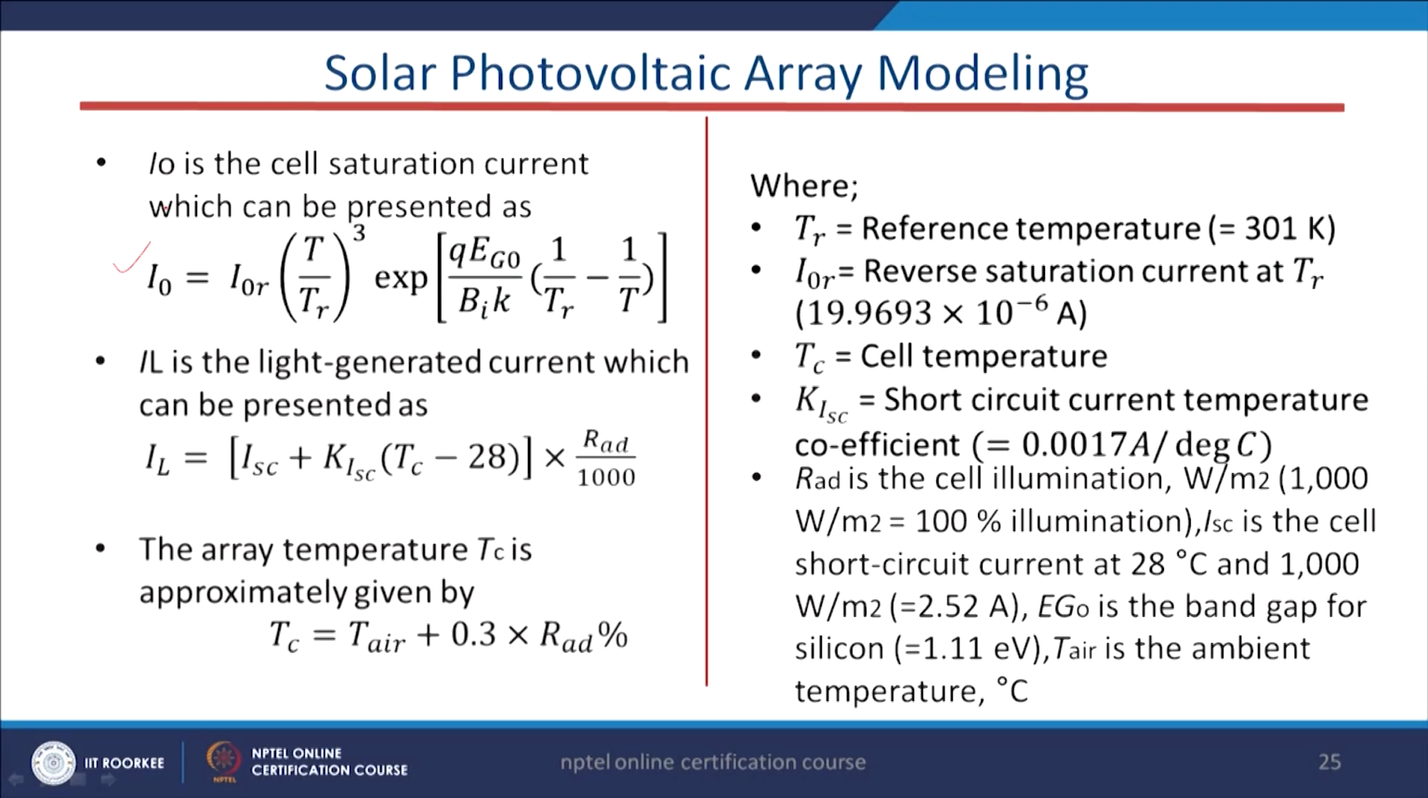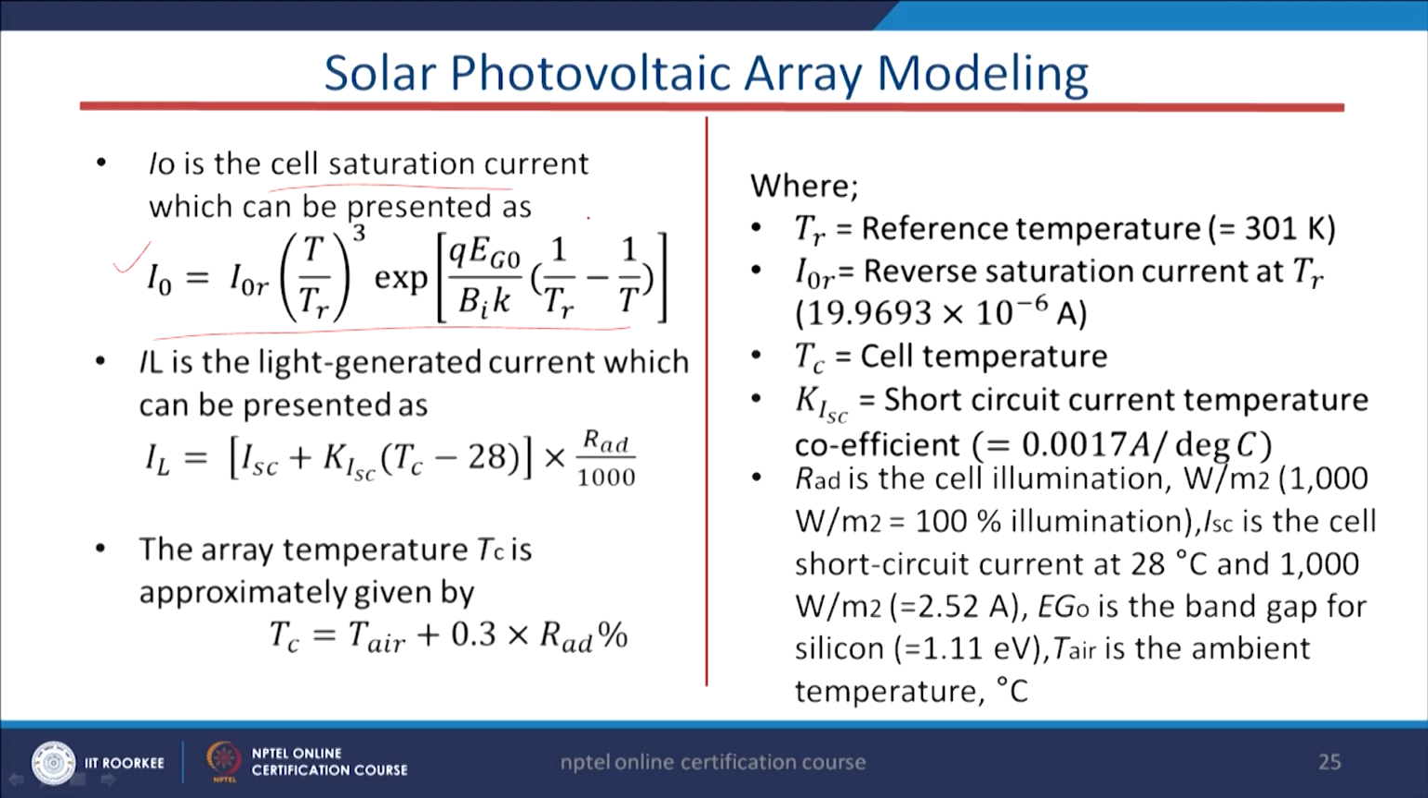Now, what is this I naught? We have not discussed it till this point. This I naught is basically the cell saturation current. This is very important. The cell saturation current may be in the forward direction or the reverse direction. Now, this I naught can be written as I naught R into T divided by TR to the power 3 into the exponential of Q Eg0 by Bik, whole times 1 upon TR minus 1 upon TT.